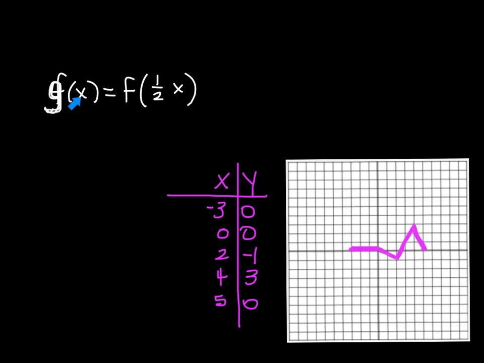G of x is going to equal f of 1/2 x. So remember, this is my parent, f of x. I'm going to create a new function called g of x that is f of 1/2 x. So we're going to do it the same way mathematically. We're going to say 1/2 times what x gives me negative 3? And this is obviously going to be negative 6.